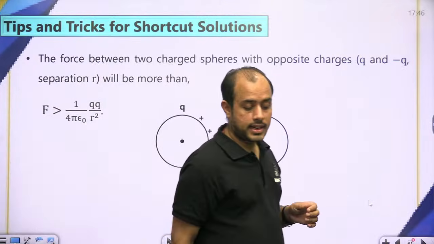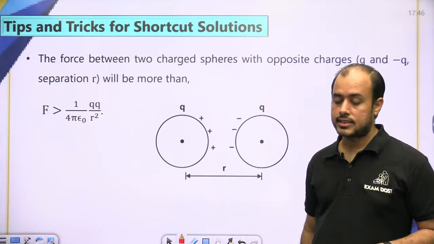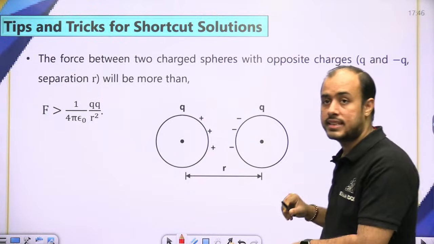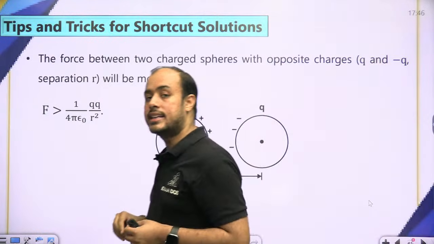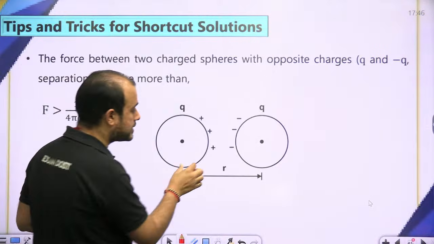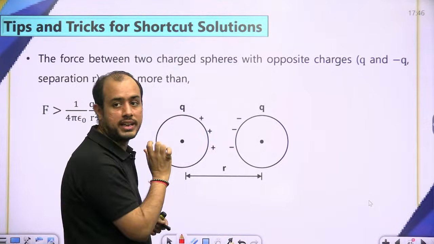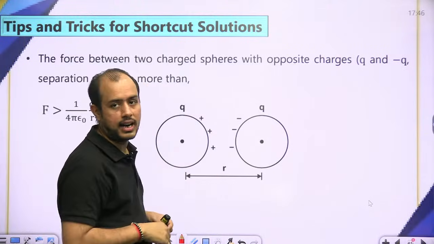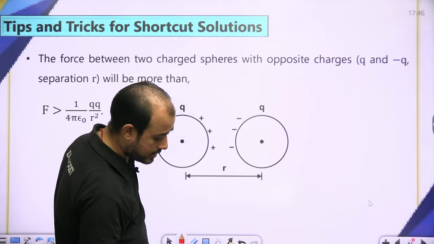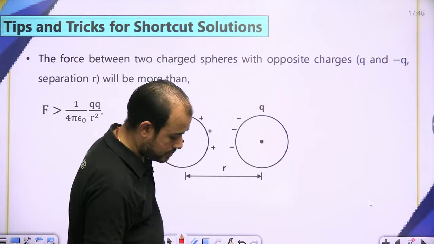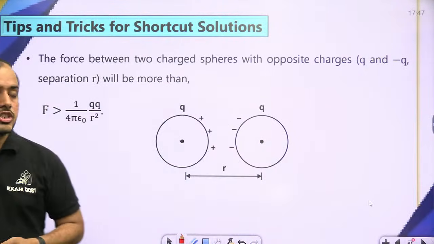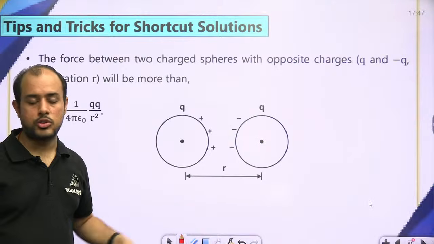Now beta, there are some tips and tricks for shortcut solutions. The force between two spheres with opposite charges q and minus q is more than that between two point charges. Why? Because the separation between the positive and minus charge is less than r, so the force is more.